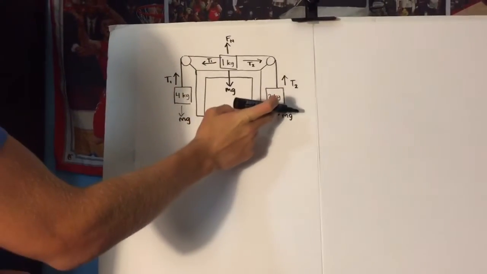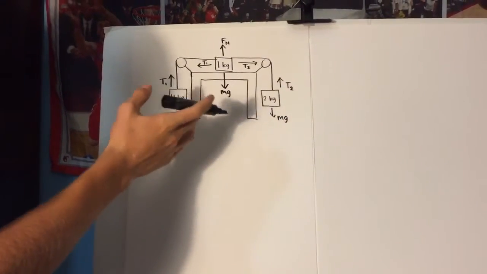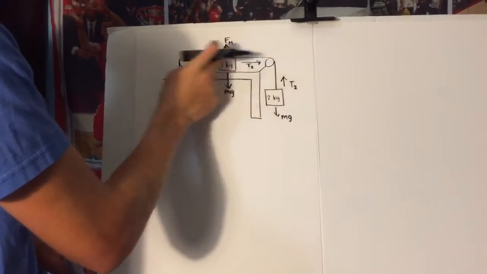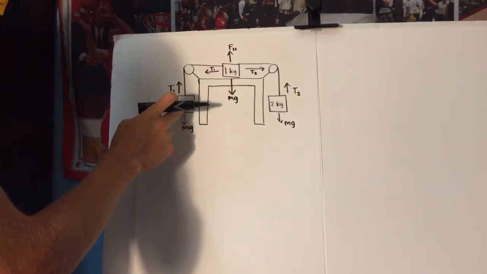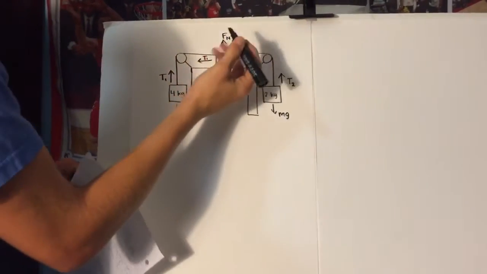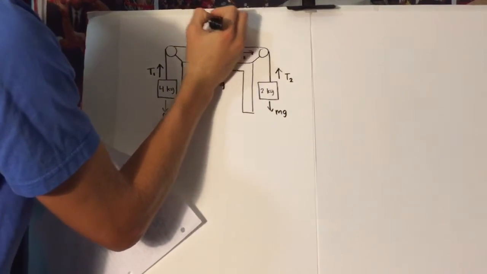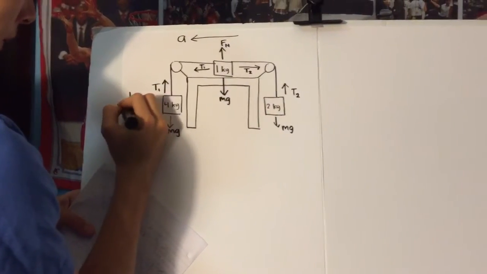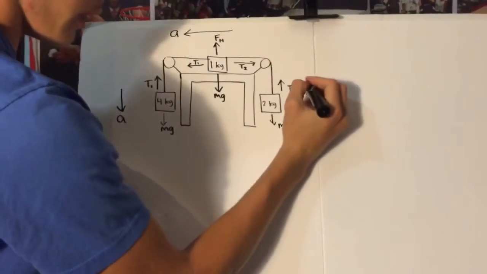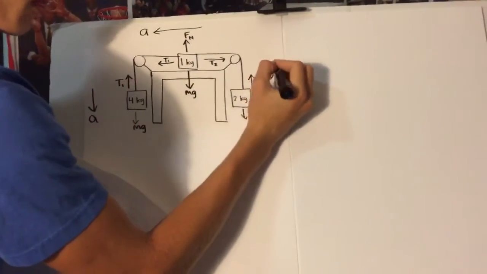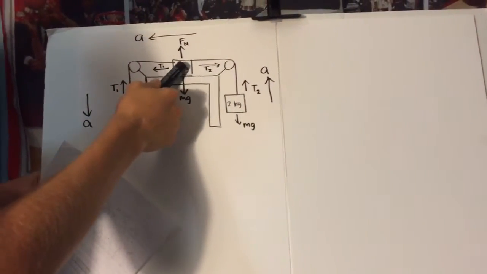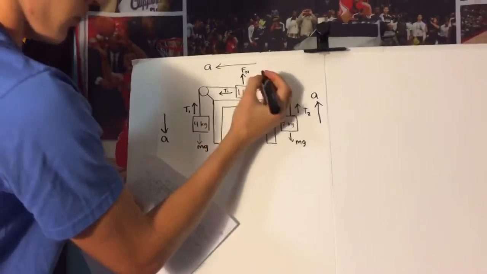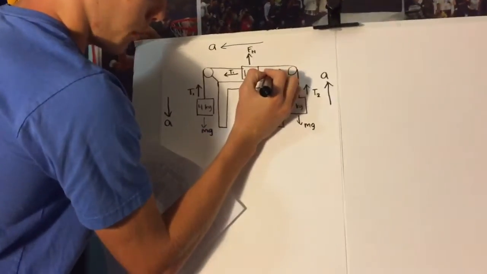When we look at this diagram, since this is 4 kilograms and this is 2 kilograms, obviously using common sense, we know that the entire thing is going to shift this way towards the side of 4 kilograms. So we know that this is going to accelerate this way, this will accelerate this way, and this will accelerate up. And since the 1 kilogram object is moving to the left, that means that the force of friction is going to be going the opposite direction.